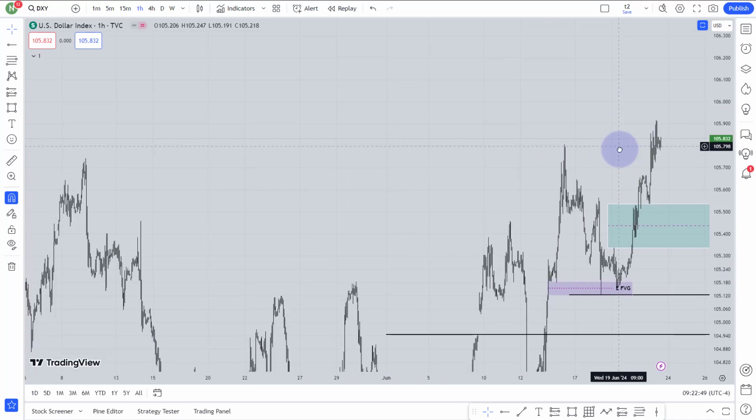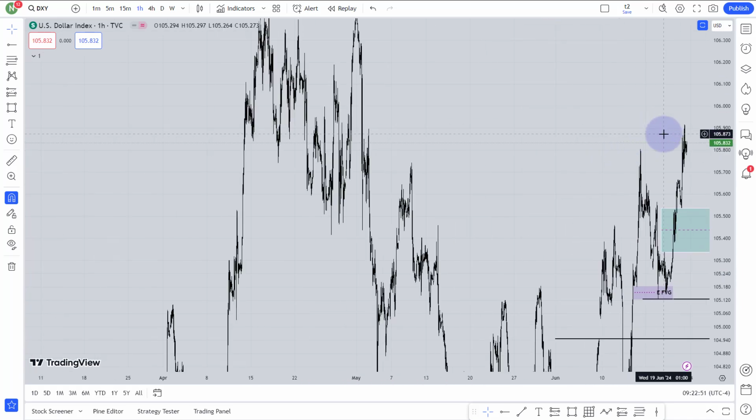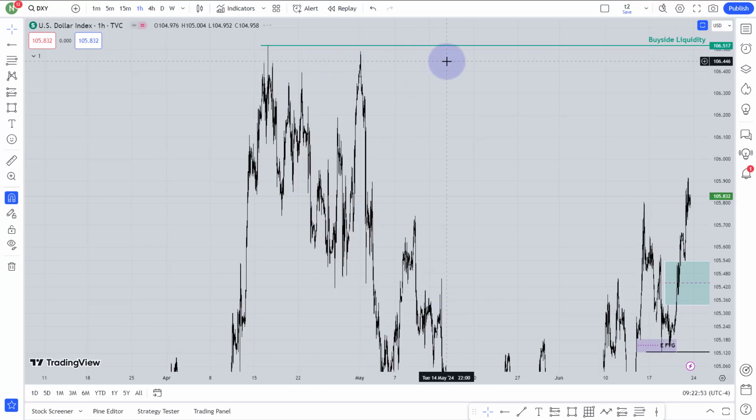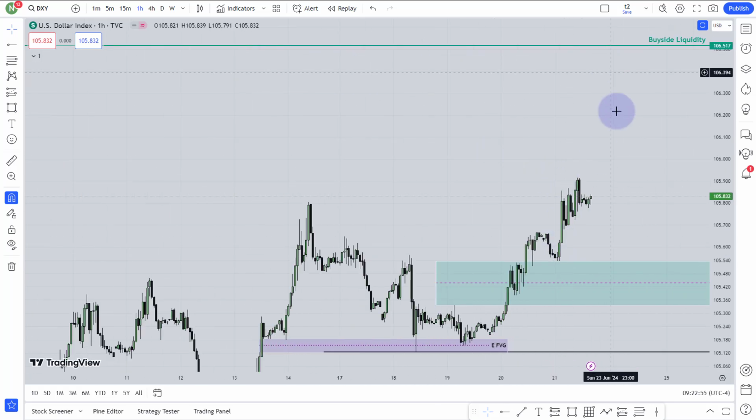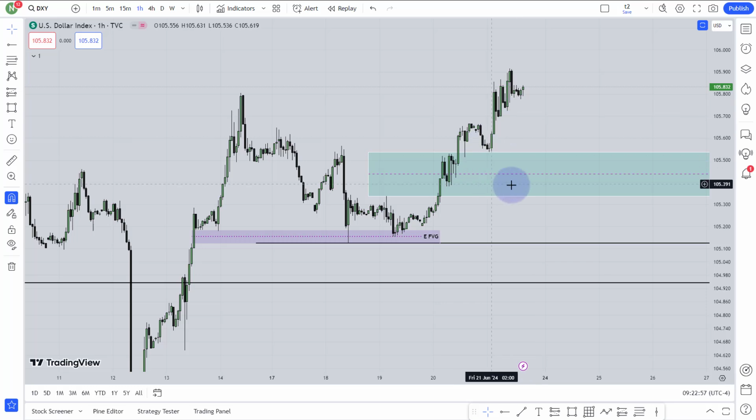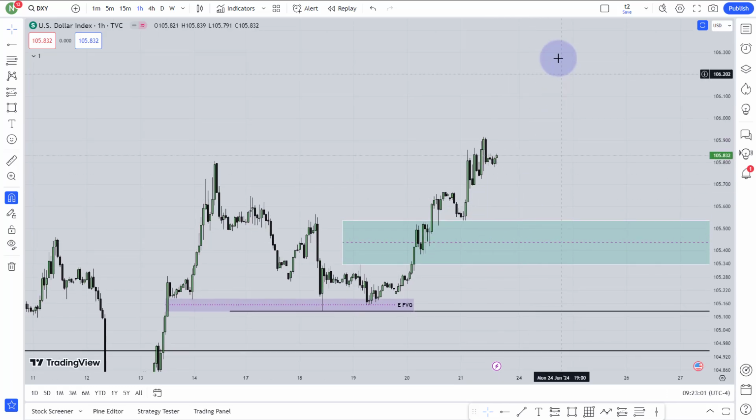Okay, so now I am believing that market is not going to stop before taking that buy side liquidity. Until then, it will keep going higher. But at the same time, as I told, this daily fair value gap can be traded one more time before going higher. So that's all for the dollar index. At the end of this video, I will add the gold. So now let's go to Nasdaq.